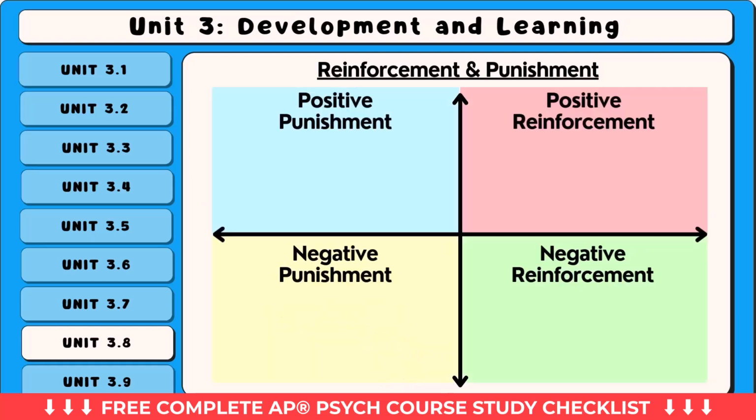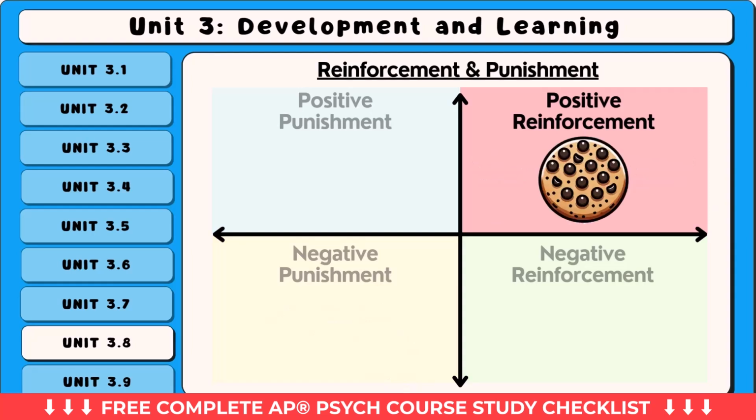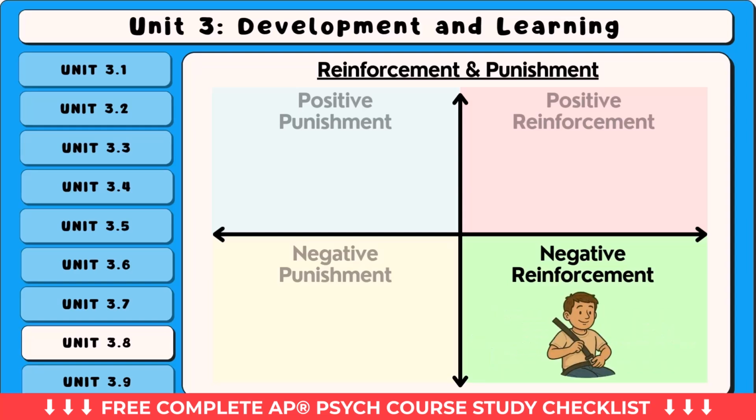Let's break it down. Positive reinforcement is when you add something good to make the behavior happen more. For example, if you get a cookie for cleaning your room, you'll want to clean your room again. The cookie is a reward that was added. Negative reinforcement is when you take away something bad to make the behavior happen more. For example, if you buckle your seatbelt and the loud beeping stops, you're more likely to buckle up right away next time. The annoying sound was taken away, so that's negative reinforcement.